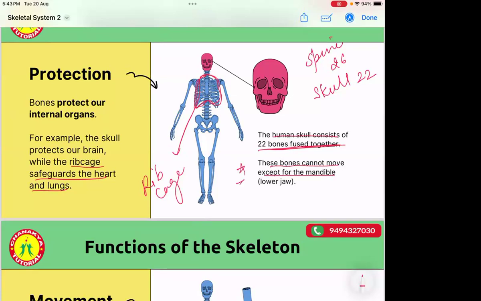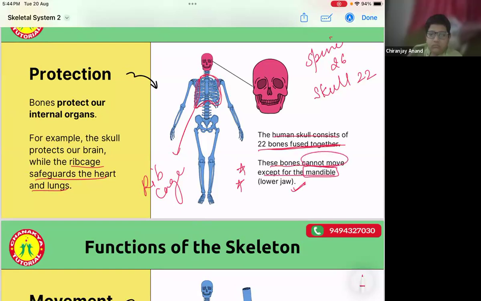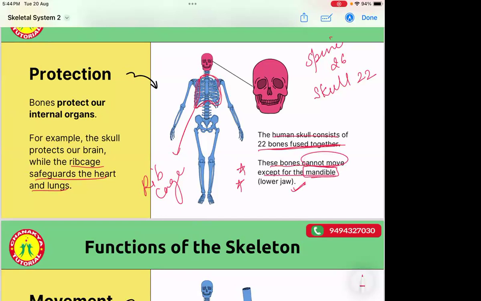Very, very important question. What is the mandible? The mandible is basically the lower jaw. The other name of the lower jaw is the mandible. So if I talk about the skull, whatever bones we have in the skull, we cannot move them. But the only bone which we can move is the mandible. The only part which can be moved in the skull is the lower jaw, or the mandible.